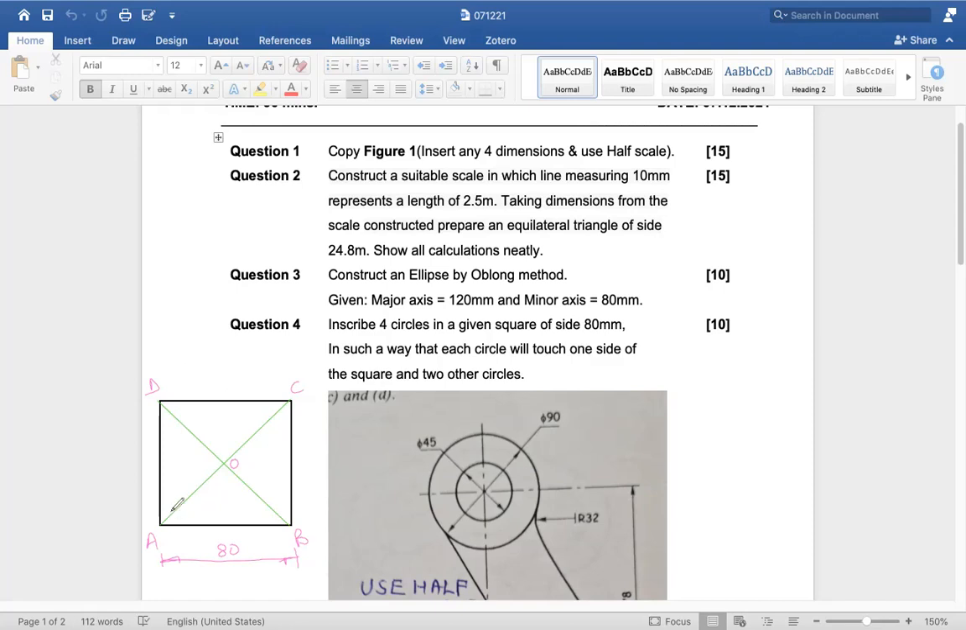Right? After that, you bisect angle OAB. When you bisect angle OAB and draw a midline from here, join midpoint to midpoint, midpoint to midpoint. So what will happen? You will get a point. This point, that is point 1. Then what you do, take 1 to this distance and draw a circle.